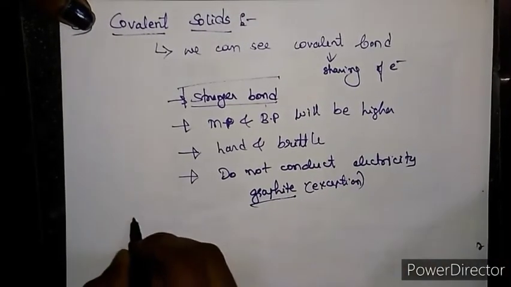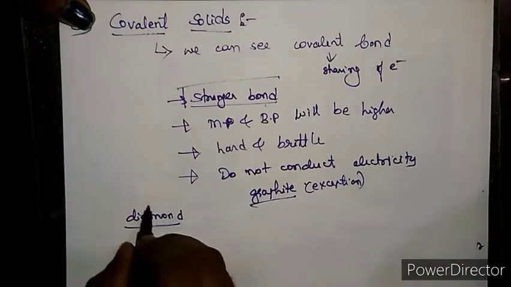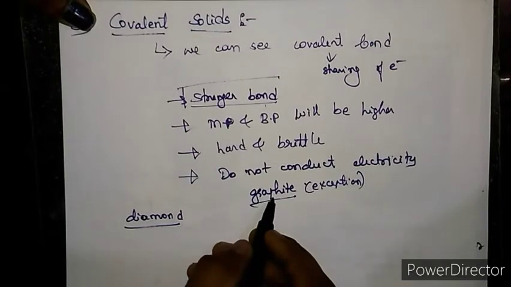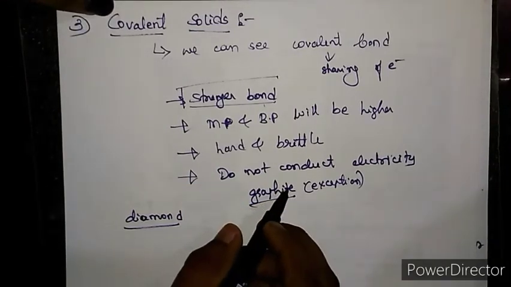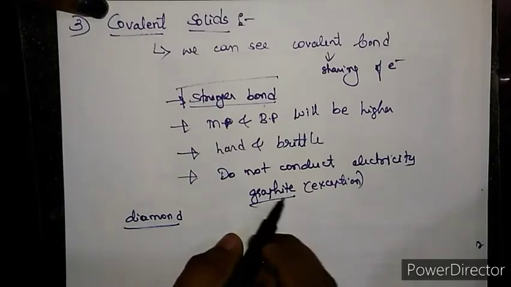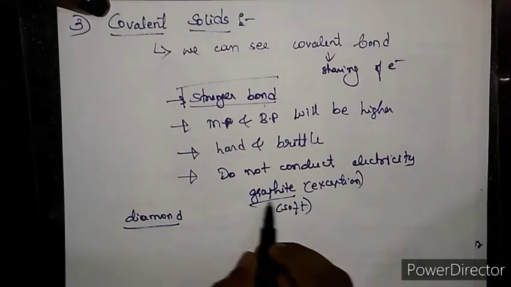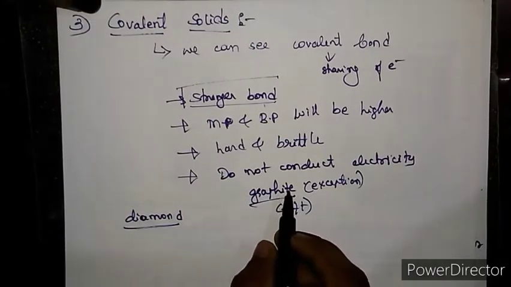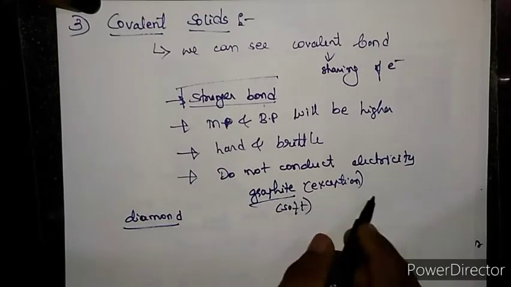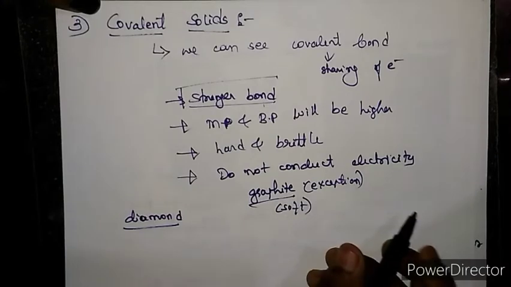Another example is diamond. Diamond is a covalent solid, but it is not a conductor of current. Graphite is the one exceptional example under covalent solids that conducts electricity. Also, graphite is soft. Here the property changes: even though it is a covalent solid, the properties of graphite are different. It is soft and conducts electricity.